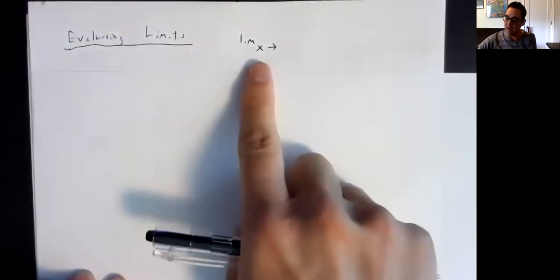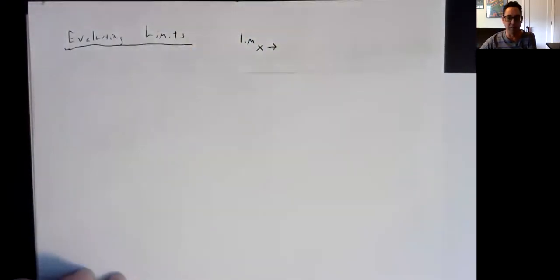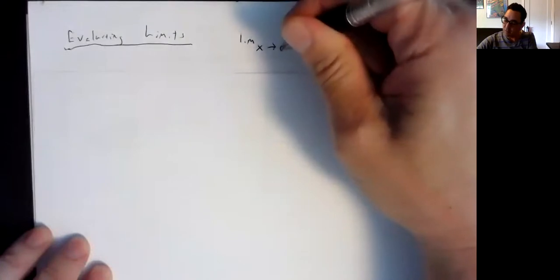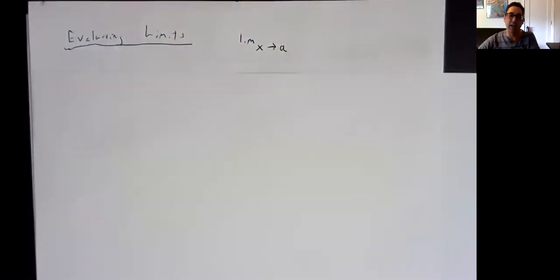Now, it doesn't have to be x. It could be any letter. Functions typically use x, but you could use any letter that applies, and that's also fine. The arrow means goes to some number. And it could be any number, so we'll call it a for any number.